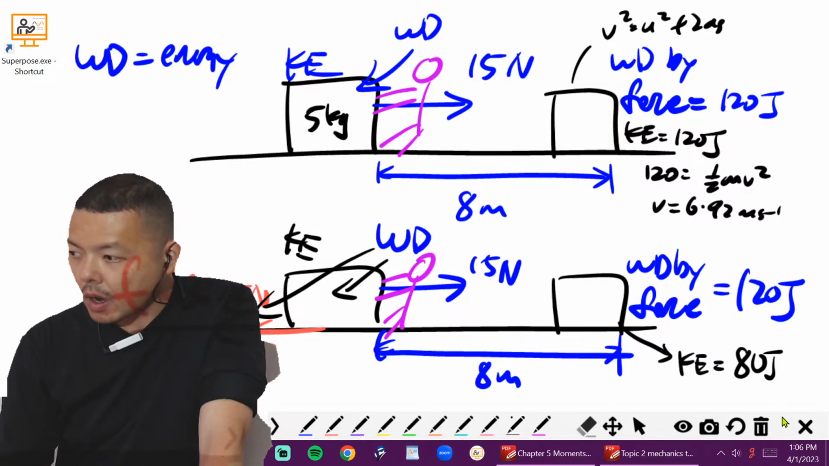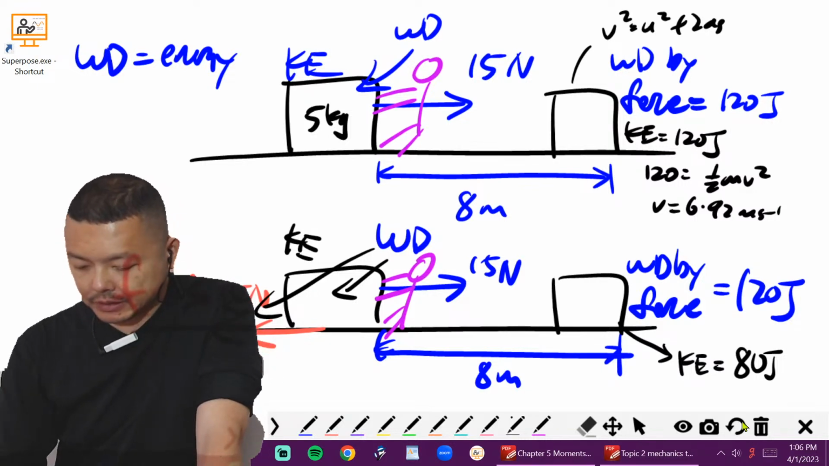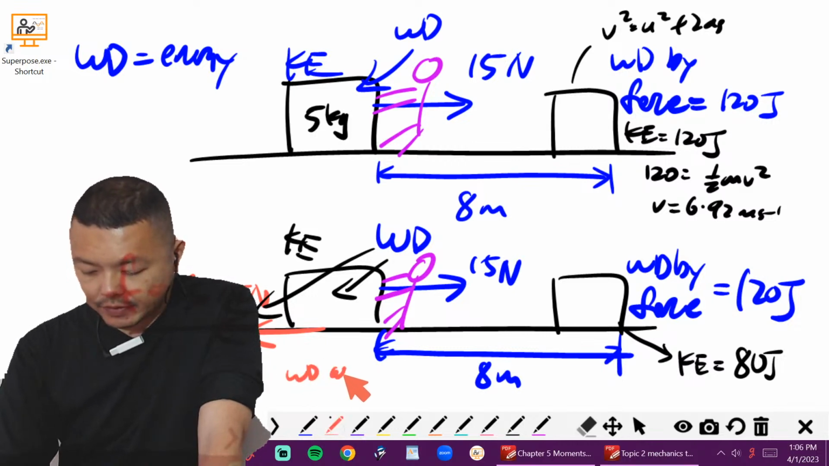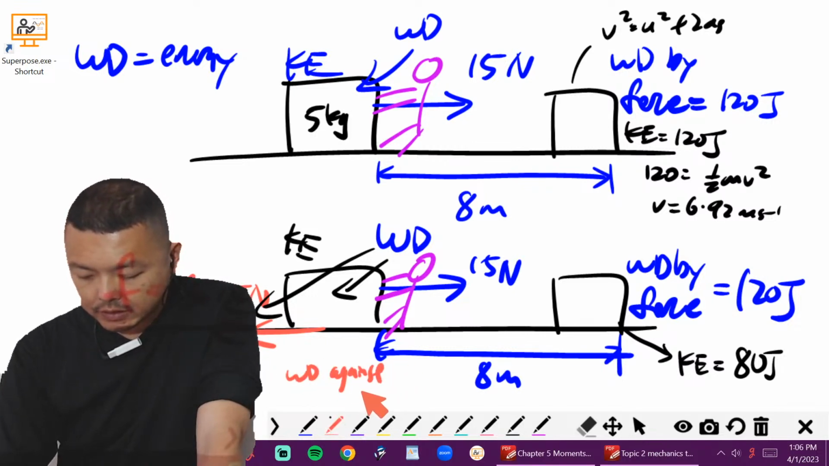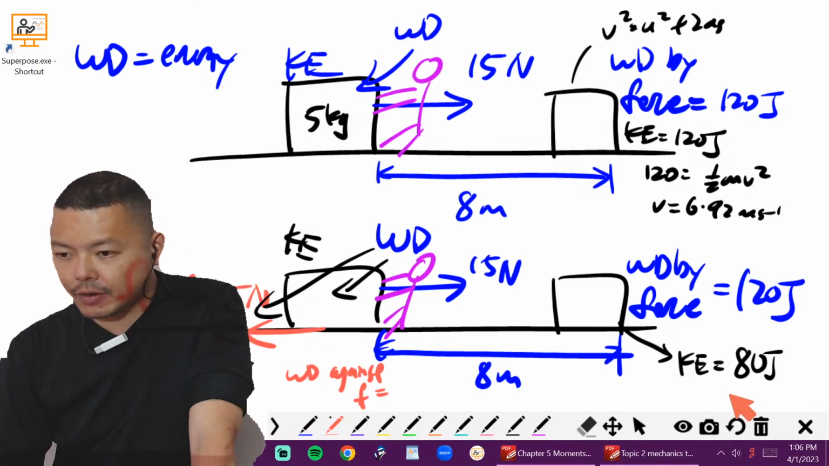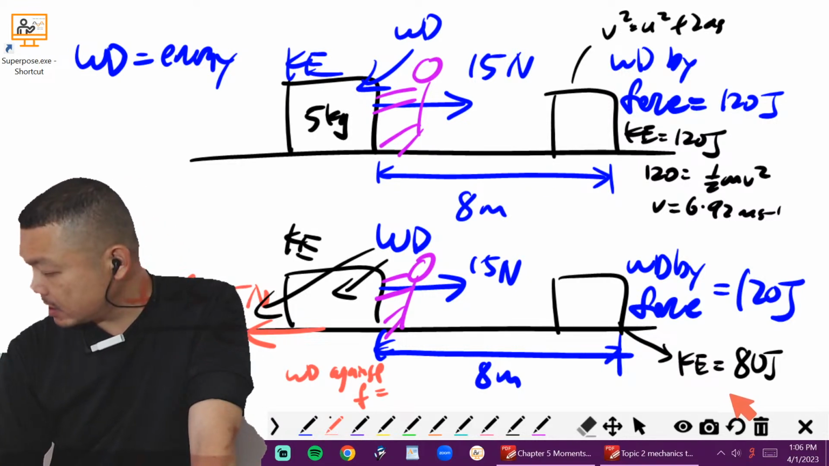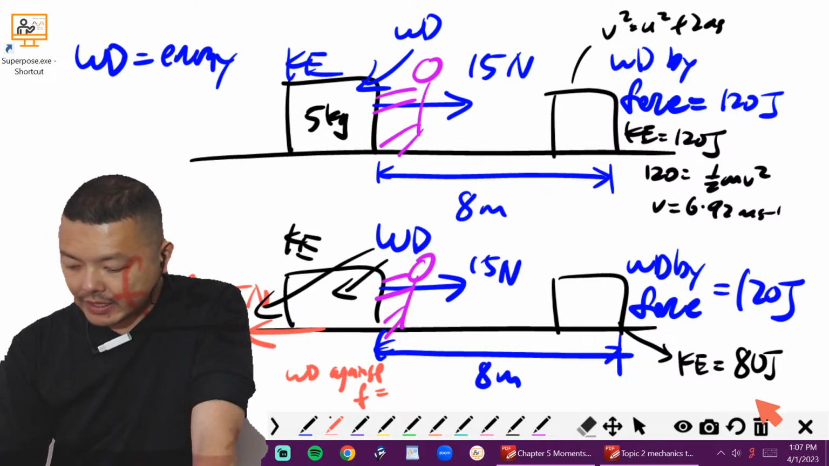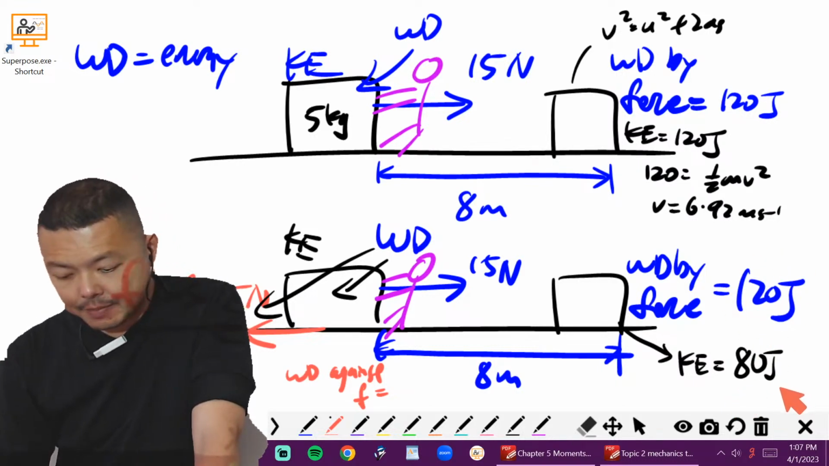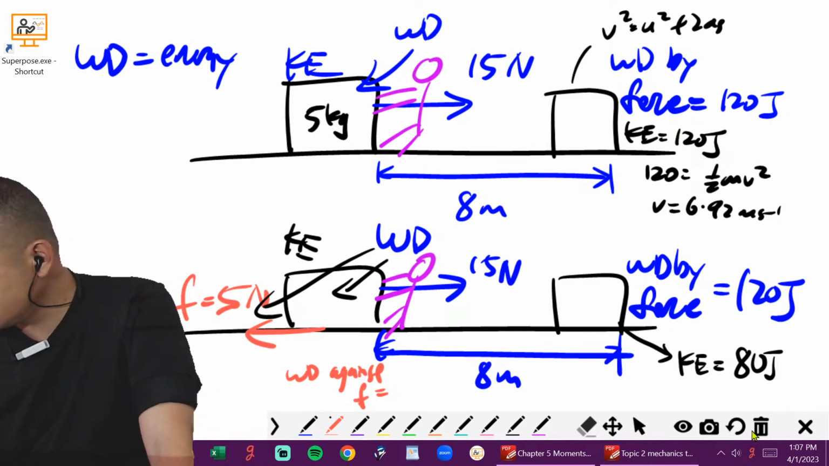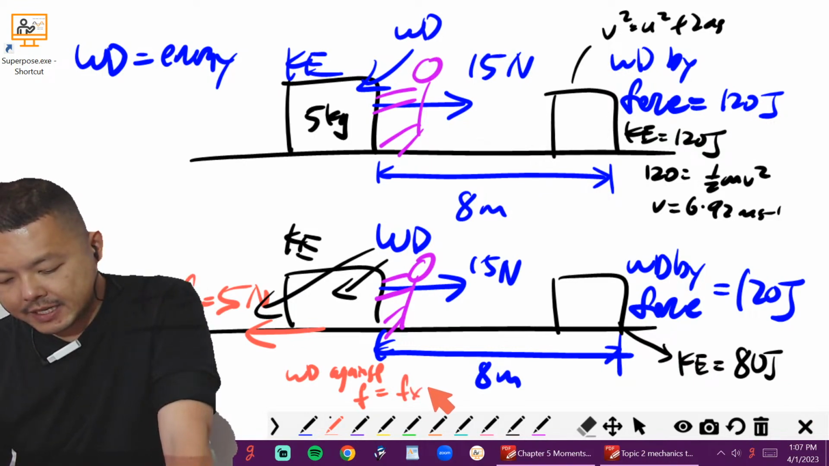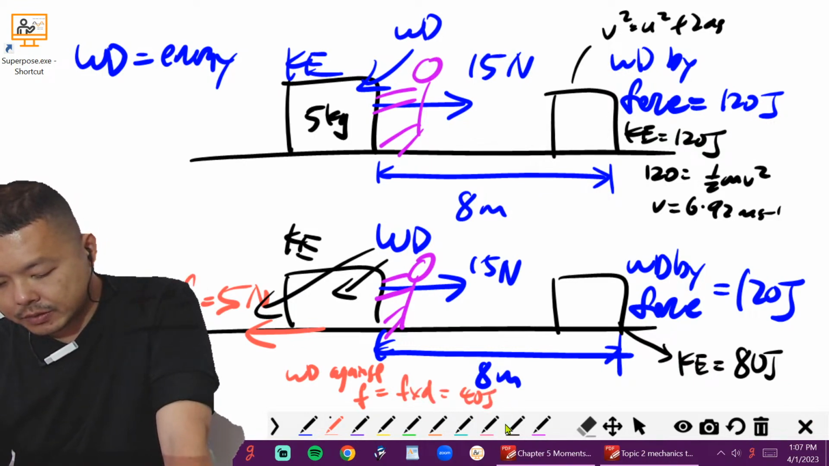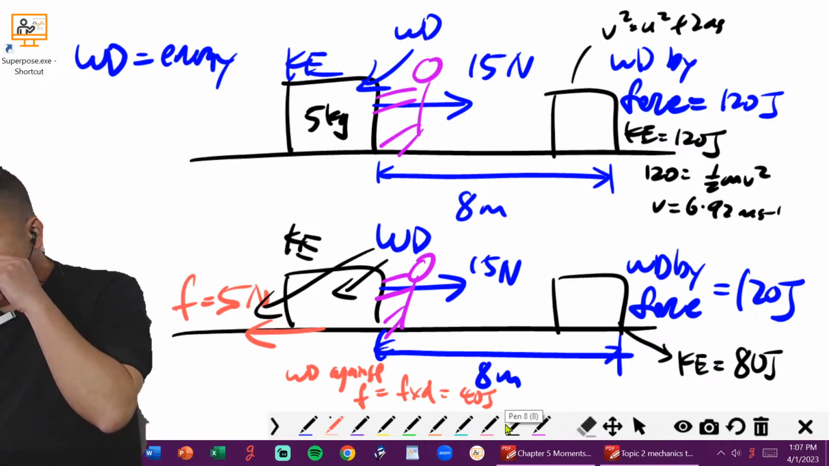80 joules. What's the work done against friction? I want the work done against friction. How much was the work done against friction? You say 40 joules, but how do you get the 40 joules? So basically 120 minus 80, you get 40 joules. Any other method of calculating this? 5 times 8, friction times distance, 5 times 8, 40 joules. You write that down?